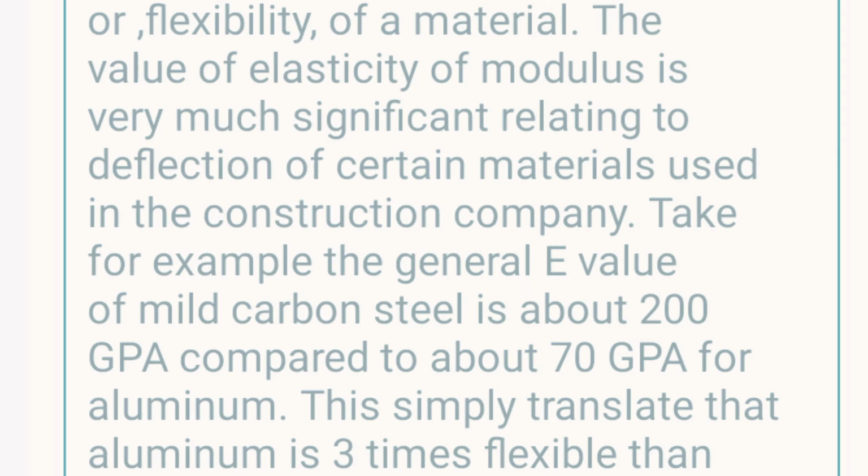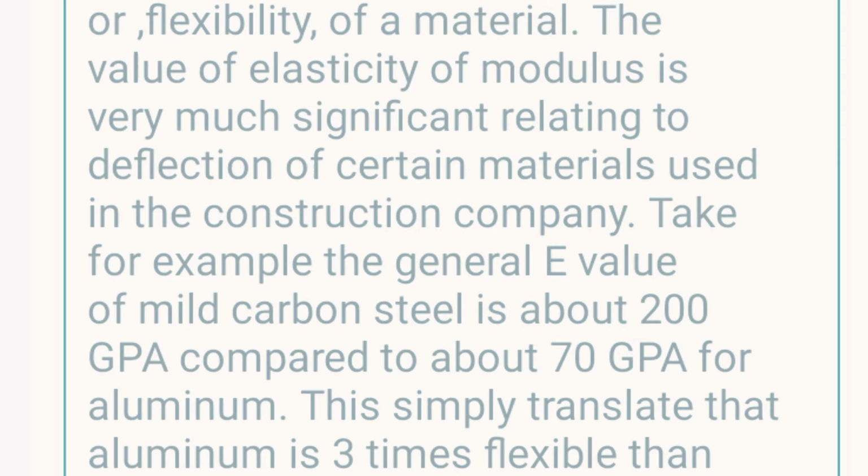Next question: what is the difference between working stress method and limit state method? Simply, WSM, meaning working stress method, is an elastic design method. In this method, the structure is designed to bear the load up to the elastic limit. However, LSM, meaning limit state method, is a plastic design method. In this method, the structure is designed to bear the load beyond the elastic limit.